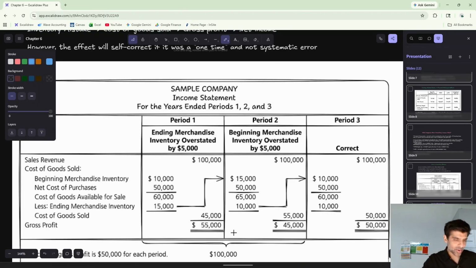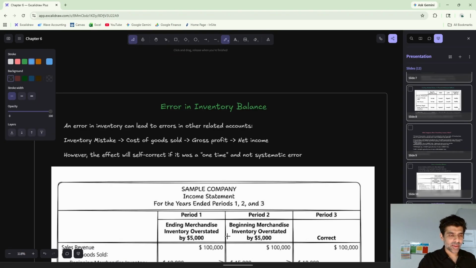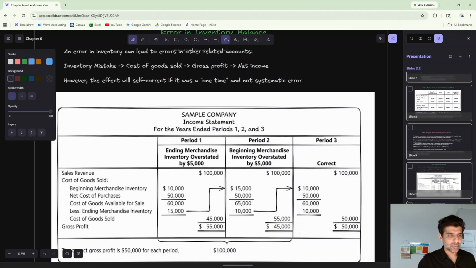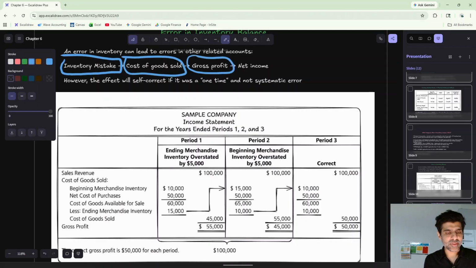Okay, so I don't know if there's a homework question on it. It's quite a minor point, but it's in the chapter, so might as well talk about it. If there's a mistake in your count of inventory, that's going to affect your cost of goods sold, which is going to affect your gross profit, which is going to affect your net income.